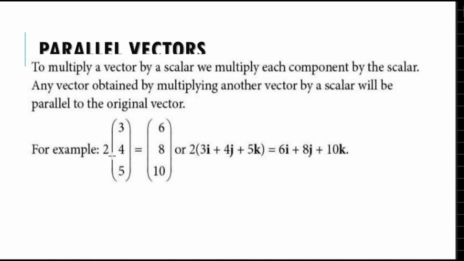Okay, so here we have 2 times (3, 4, 5). (3, 4, 5) is a vector, 2 is a scalar. When we multiply, we have 2 times 3 is 6, 2 times 4 is 8, 2 times 5 is 10. Then you can do it in component form: 2 bracket 3i plus 4j plus 5k. That's 2 times 3i, which is 6i, 2 times 4j, which is 8j, 2 times 5k, which is 10k. Okay, so now 6i plus 8j plus 10k is parallel to 3i plus 4j plus 5k, and that is parallelity.